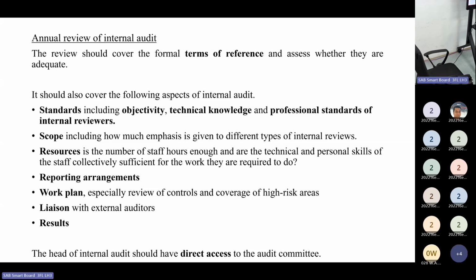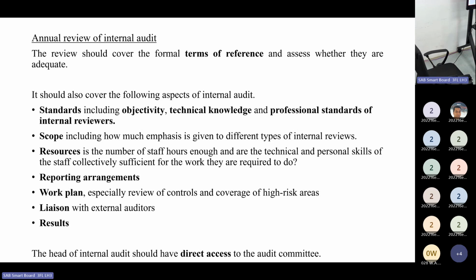They need to look at standards including objectivity, technical knowledge, and professional standards of internal reviewers. Second one, scope, including how much emphasis is given to different types of internal reviews. They will look at the scope, the extent that they are going.